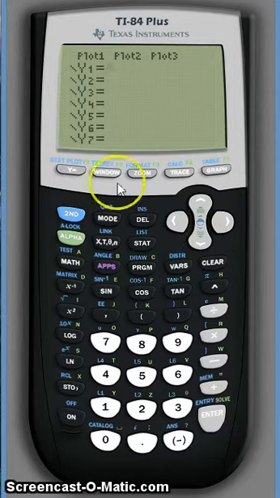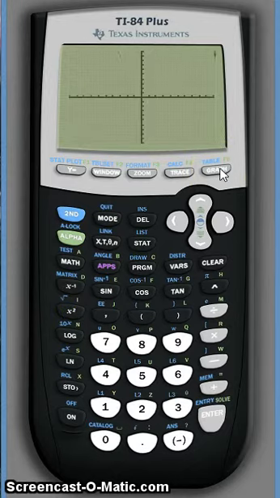To enter the quadratic function, we're going to enter x, and then we have a little squared button right above the log button, and that will give us our function y equals x squared. And the graph of that is a parabola.